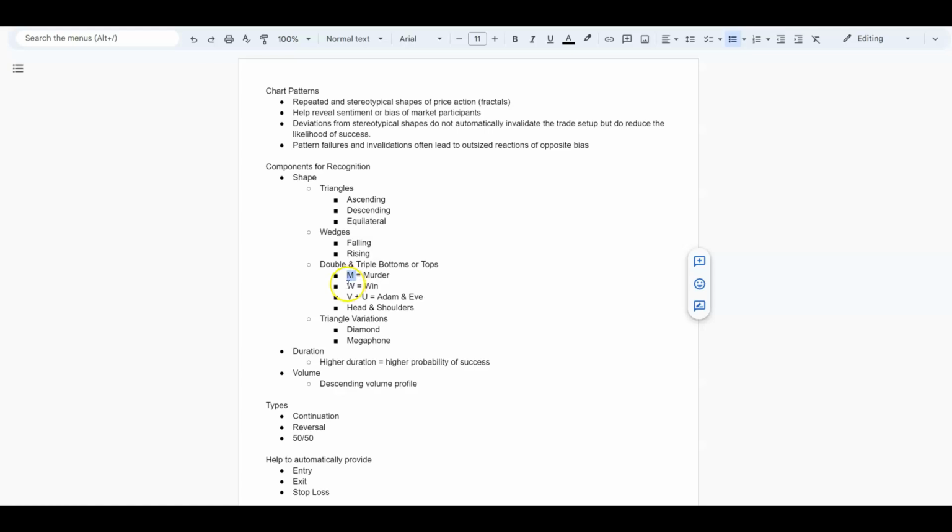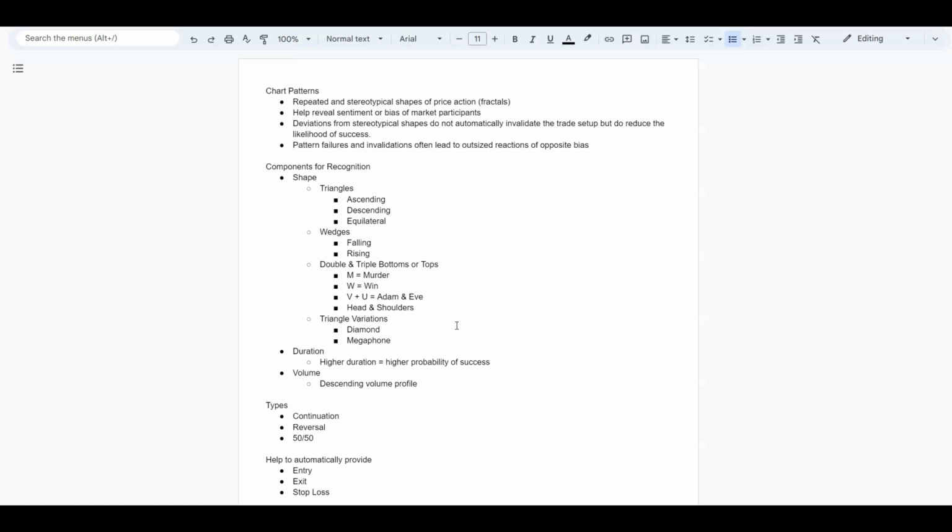Double top is an M. Double bottom is a W. And there's a variation on that called the Adam and Eve, which is also very, very common. And an easy way to remember this, M for murder, W for win. Adam and Eve, clearly a biblical reference. And then there's some other more exotic, at least in the crypto markets, I'd consider exotic variations on the triangle, diamond and megaphone. And that's really it.